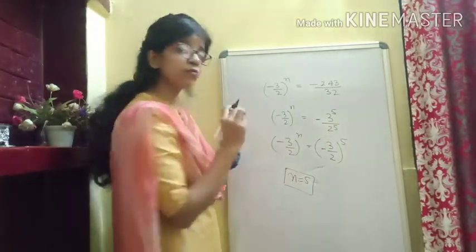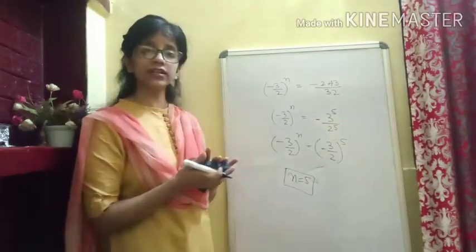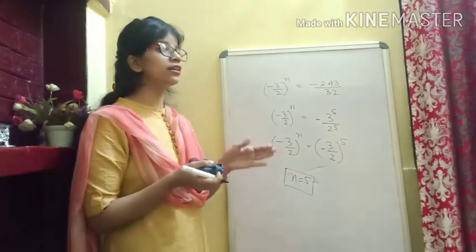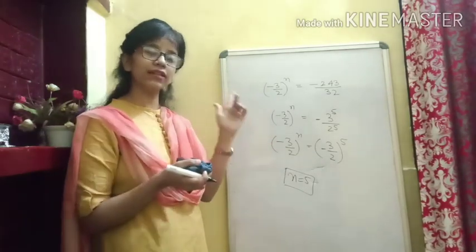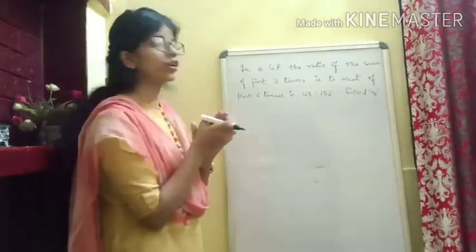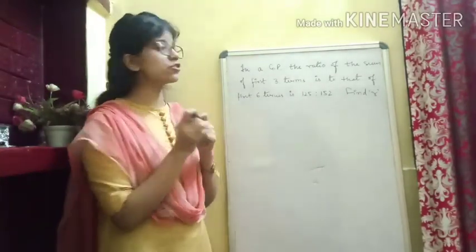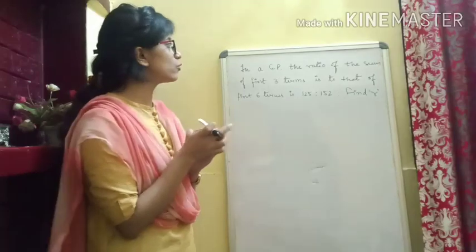That means the value of small n, how many terms are we taking? We are actually taking 5 terms. That means we are taking a sum of 5 terms, and then the answer is coming. Okay. Here I have taken the next question. It's a little bit different. So let's read the question and let's see what to do.